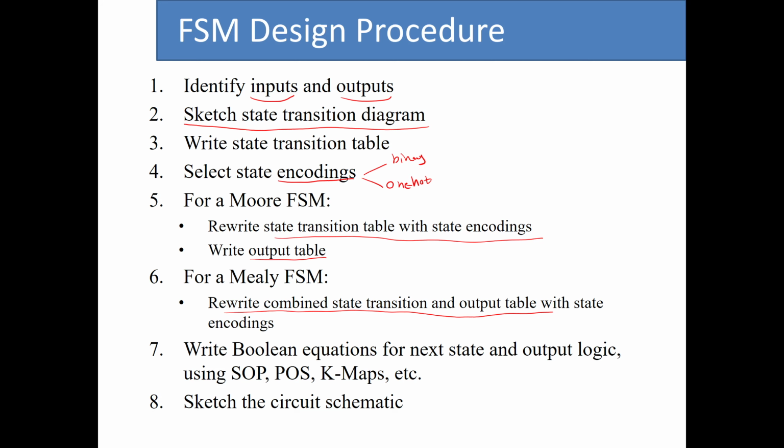And then based on these encoded transition and output tables, you use the techniques that we learned in previous sections of the course: sum of products, product of sums, Karnaugh maps, axioms, theorems, whatever technique you know, to come up with the Boolean equations for the next state and output logic. And finally, based on those Boolean equations, you can sketch the circuit schematic.